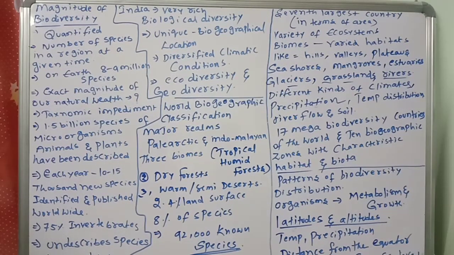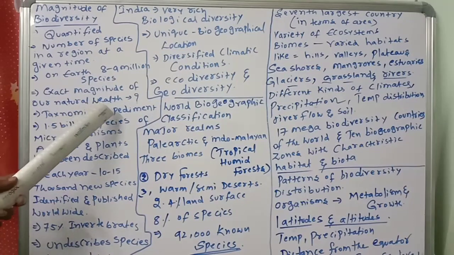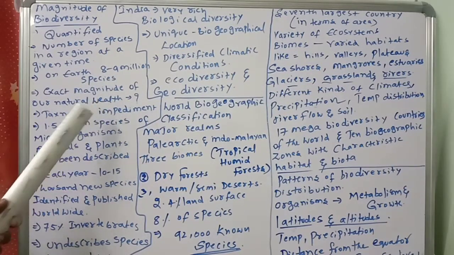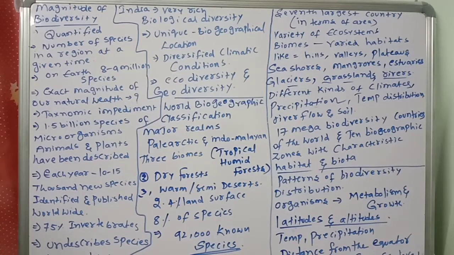This is called the taxonomic impediment. We don't know the exact wealth. That is called taxonomic impediment. This point you should remember.